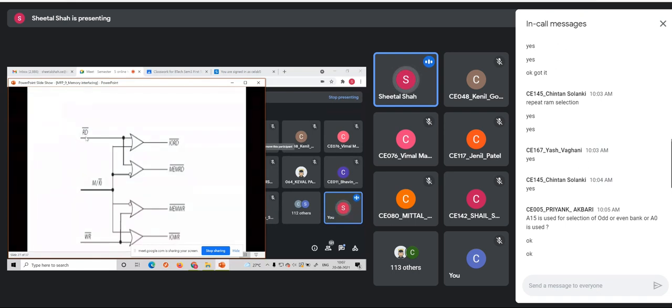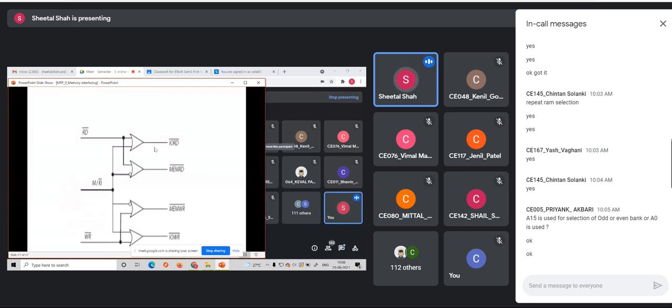So you can see that when read bar is provided here, as well as M/IO bar, if this is 0 and this is 0, then the output of this OR gate would be 0. If this is 0, it implies it is an IO read bar, because you can see that if the M/IO bar pin is 1, it implies it is performing the operation with the memory, whereas if this pin is 0, it performs the operation with the IO device.